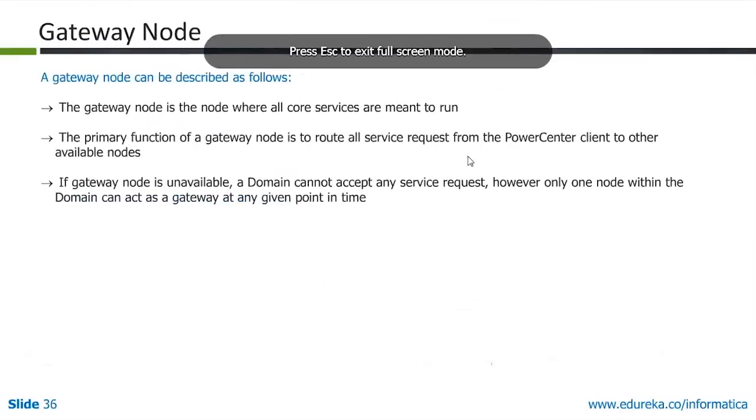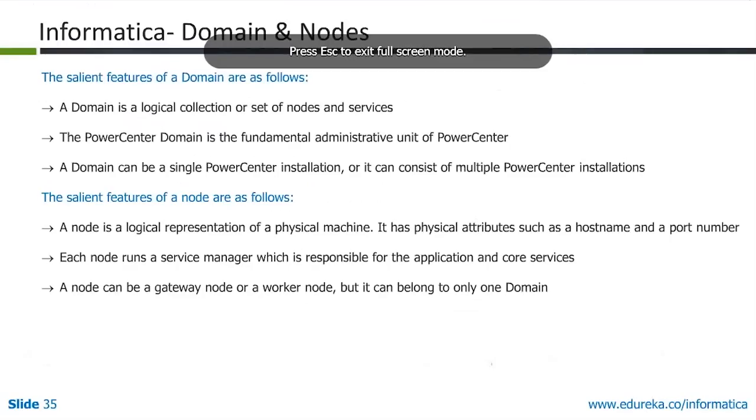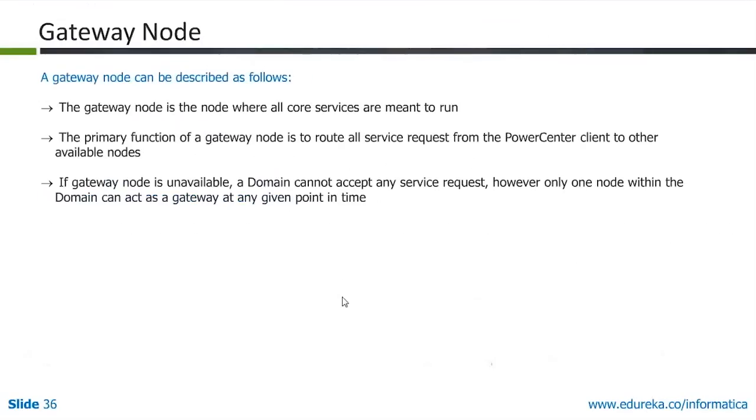So now coming out from our node and domains, let us move to the next slide. The gateway node can be described as follows: it is the node where all the core services are meant to run. The primary function of the gateway node is to route all the service requests from the PowerCenter client to the other available nodes. If the gateway node is unavailable, a domain cannot accept any service request. However, only one node within the domain can act as a gateway node at any given point of time. So point to be noted, right? Only one node within the domain can act as a gateway node at any given point in time.